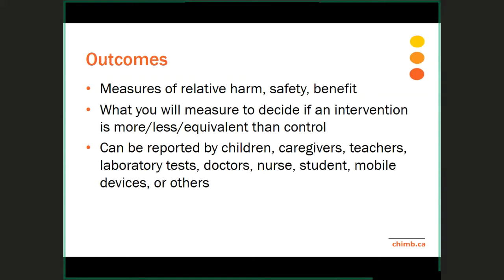So what are outcomes? Outcomes are how we measure safety, benefit, and harm. Outcomes tell us whether something is beneficial, inferior, or equivalent to our control arm. These can be reported in a variety of ways. They include biomarkers and lab values. They can be patient-reported outcomes, or PROs, and we'll talk more about those. They can be reported by children, teachers, parents, clinicians, nurses, or social workers. They can be medical devices, or apps that track things. The term outcome is super variable, and what counts as an outcome can also be variable.